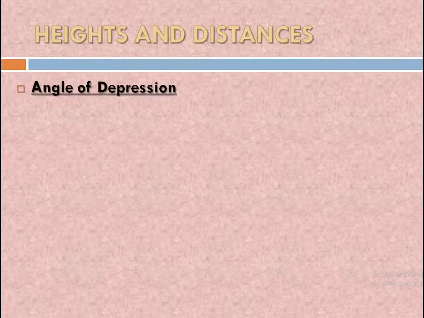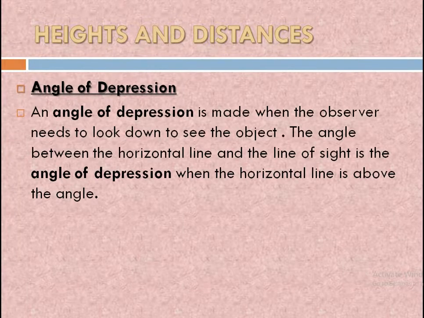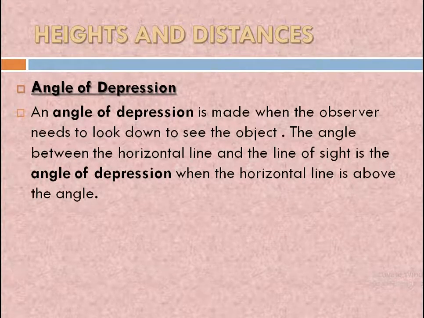Now next, angle of depression. What is the angle of depression? Here it is. An angle of depression is made when the observer needs to look down to see the object. The angle between the horizontal line and the line of sight is the angle of depression, when the horizontal line is above the angle. Okay, so let's see the figure.